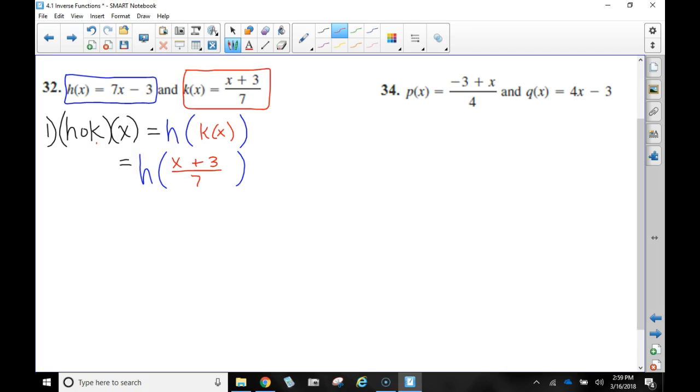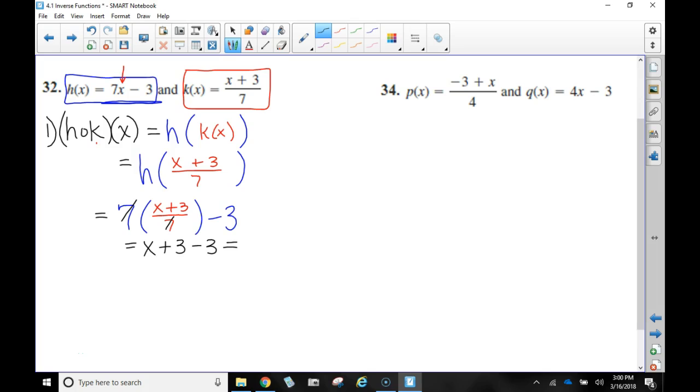Now if you're going to evaluate your h function at x plus 3 all over 7, you go to that blue h function, and where you had an x, you replace it with x plus 3 over 7. My h function says 7x minus 3, but instead of an x, you're putting in x plus 3 all over 7. Now it's a matter of simplifying. When you step back here, your 7s reduce, leaving you with x plus 3, and then bring down the minus 3.